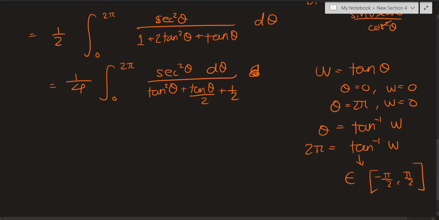So that's a problem. If the maximum value it takes is pi over 2, we can never obtain a theta of 2 pi from the inverse tangent. So having an integral from 0 to 2 pi and then performing this substitution is kind of problematic.